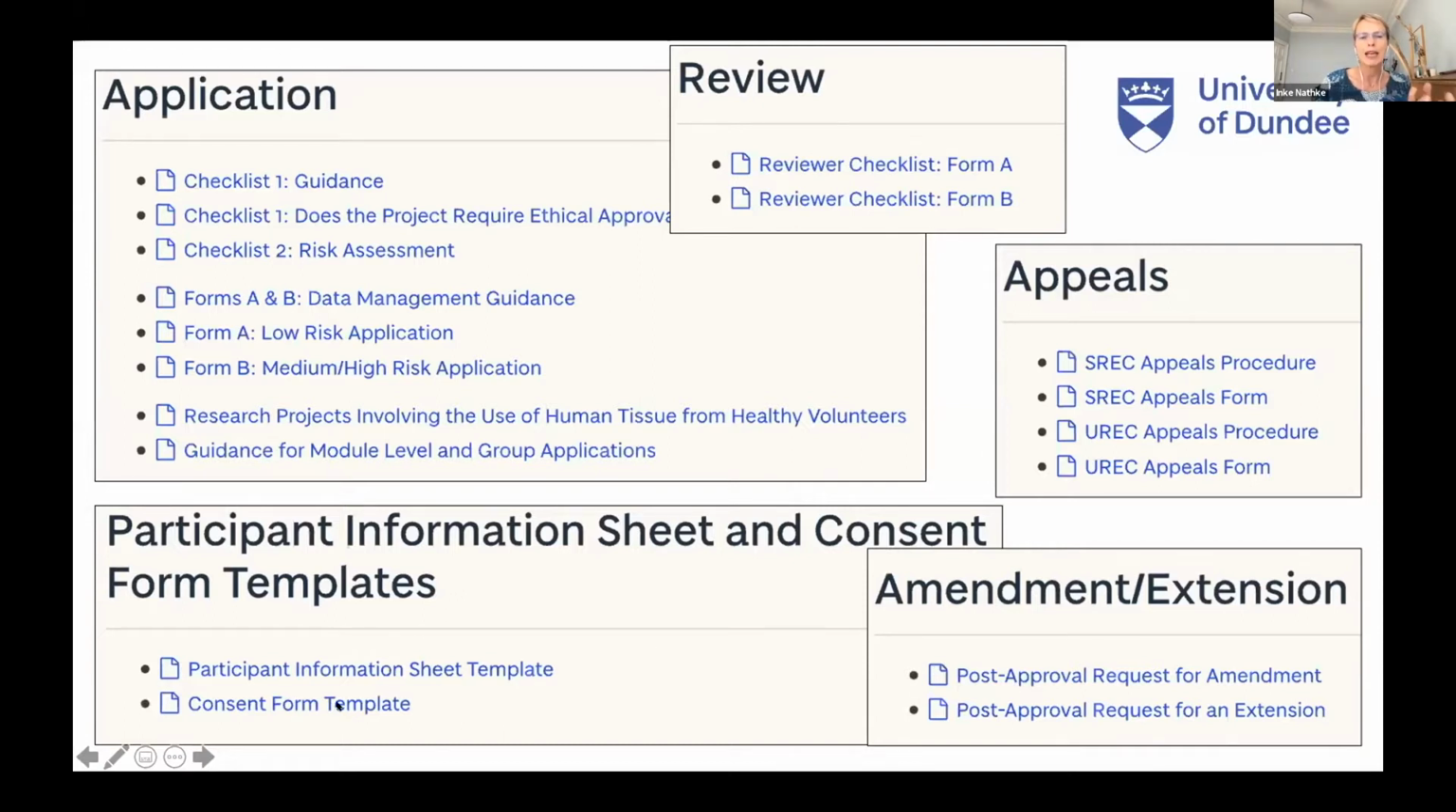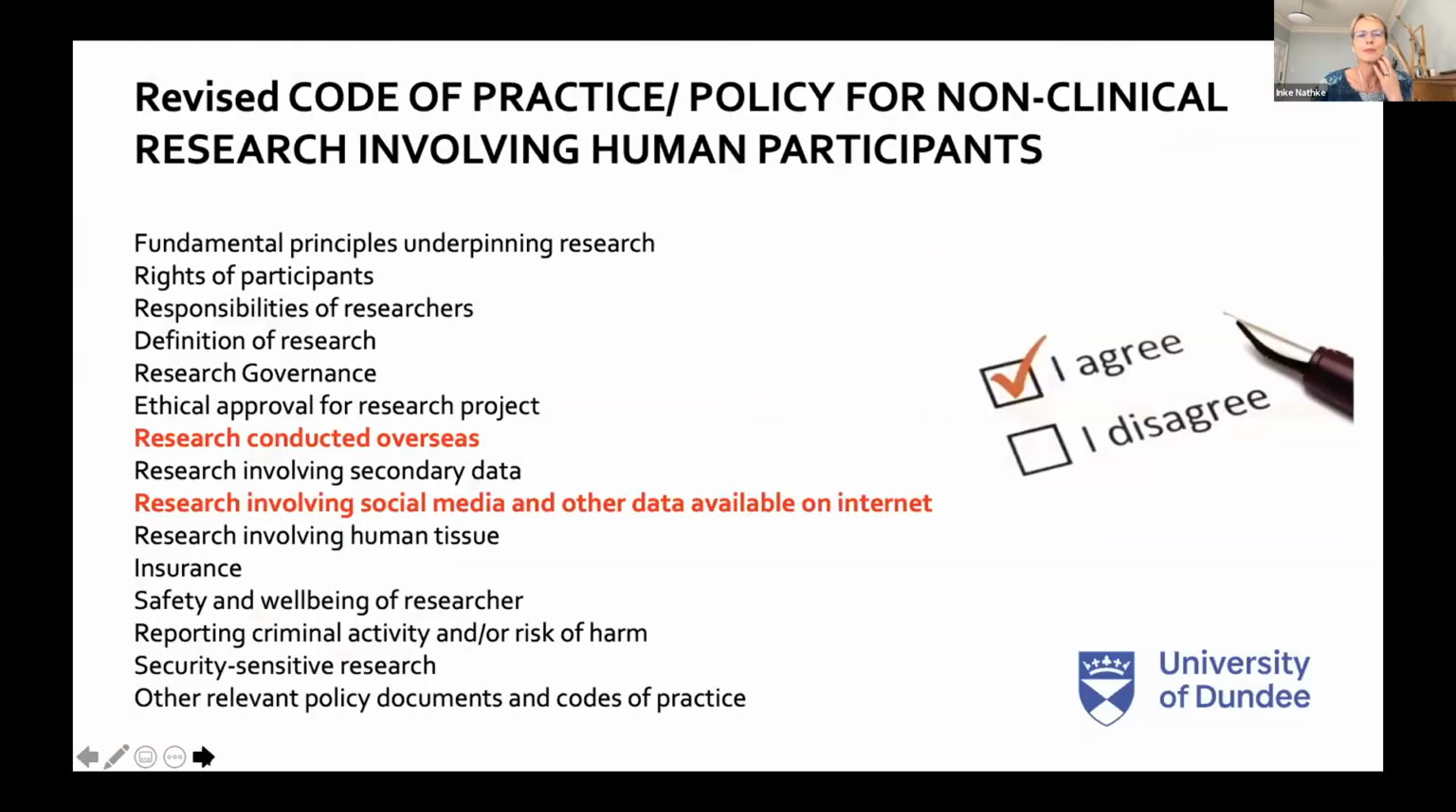And there are templates for both information sheet templates for participants that can be edited according to the projects, but also for consent forms that take into account the requirements that we've already heard about.